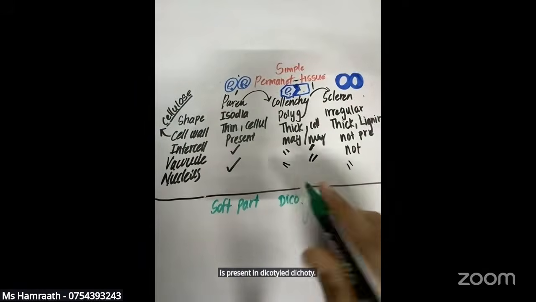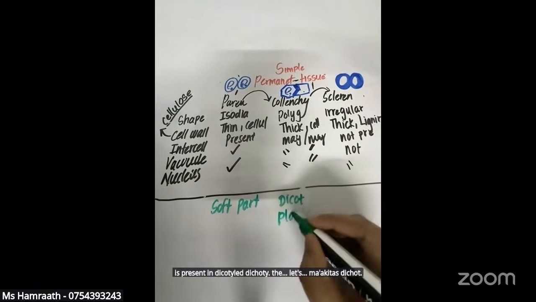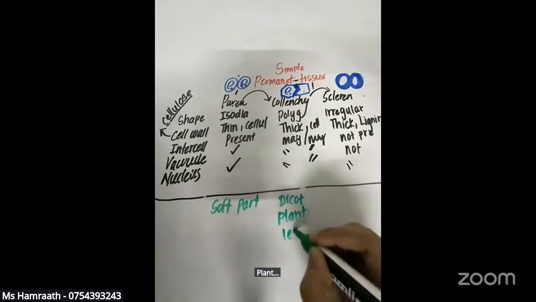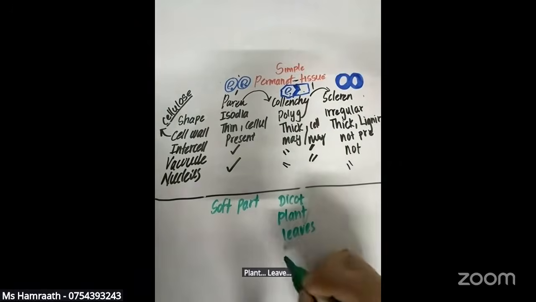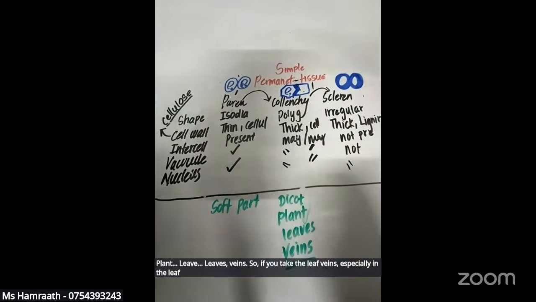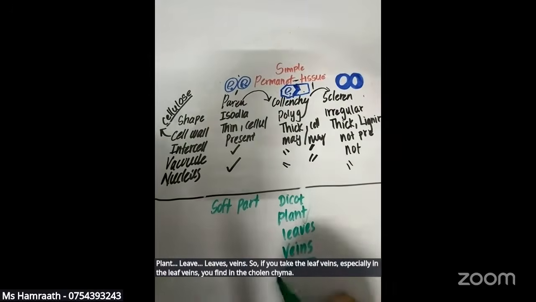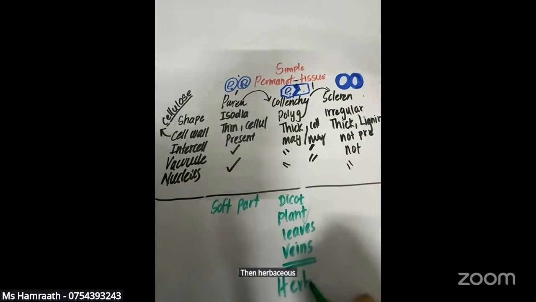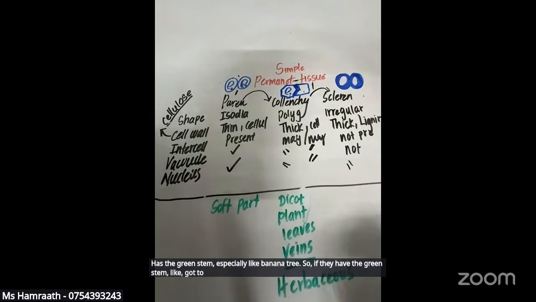Let's mark it as dicot plant leaves, veins. So if you take the leaf veins, especially in the leaf veins, you find the collenchyma. Then herbaceous plant. Herbaceous plant means the plant has a green stem, especially like a banana tree. If they have a green stem like gotukola, banana, those particular plants will have the collenchyma.